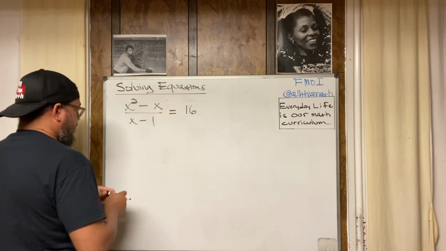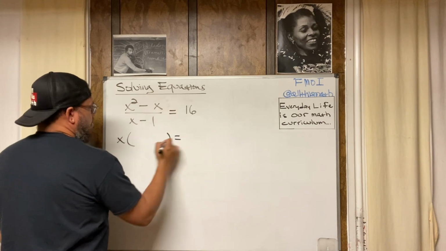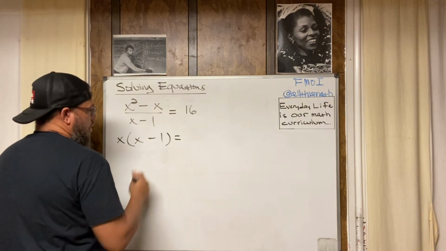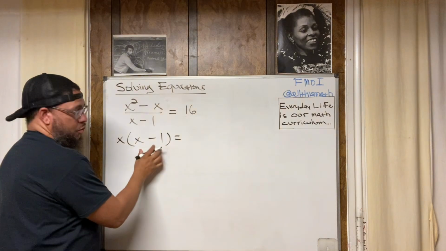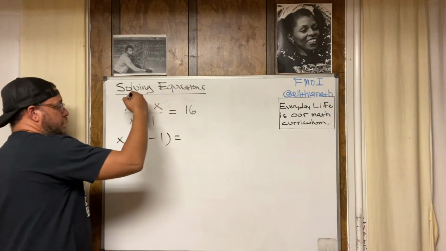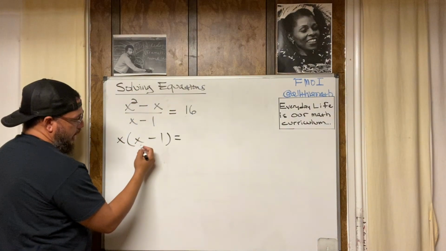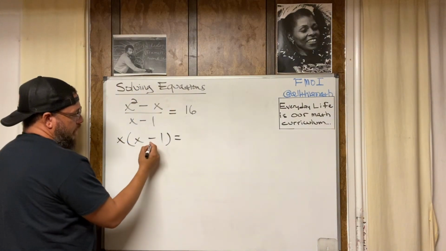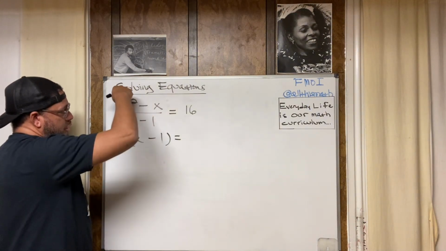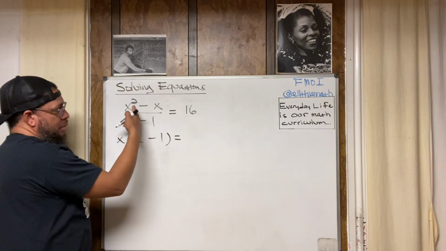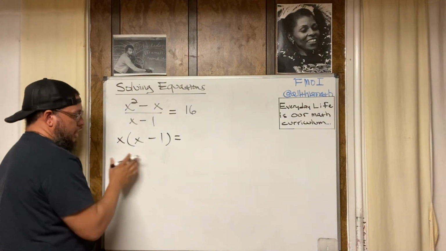All right, so check this out. This is going to become X times the quantity of X minus 1. Why X minus 1? Because X is the greatest common factor of these two. The way you figure out what goes inside the parentheses is you take the original terms and divide them by the GCF. So X squared divided by X is equal to X. Negative X divided by X is equal to negative 1. So this is equivalent to this; it's just a factored form of this. I basically took this expression, which was quadratic because the biggest exponent is a 2, and broke it down into two linear expressions, an X and an X minus 1.